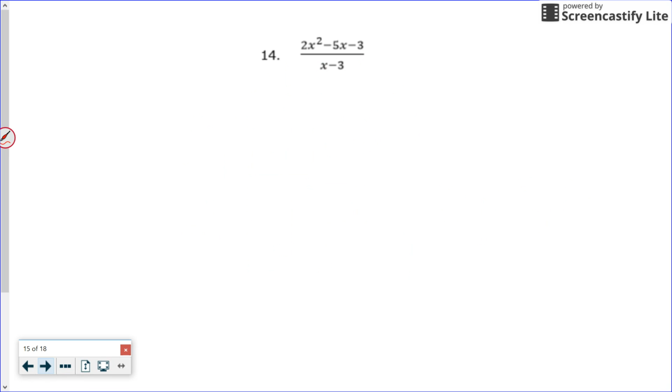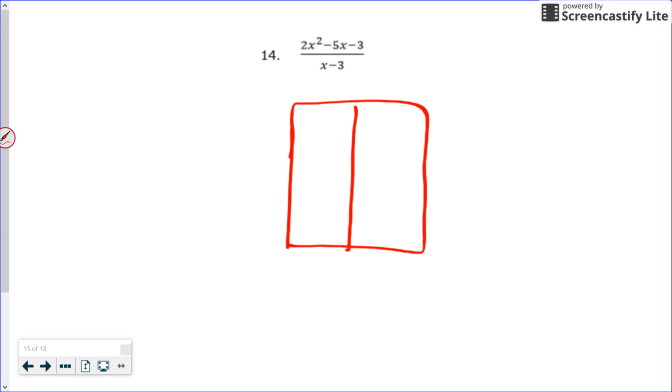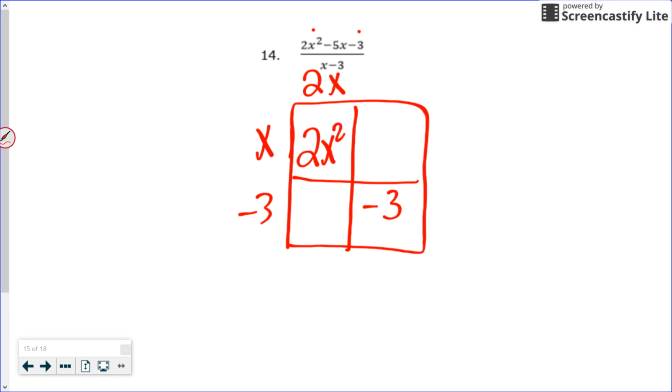Number 14, division. Again, the only things we're worried about are the first term, 2x squared, and our last term, negative 3. We put our factor down the side. What times x would give you 2x squared? Well, I've got one of the x's, so I still need a 2 and an x. And then what times 3 gives you negative 3? And that would be 1. That's your answer.